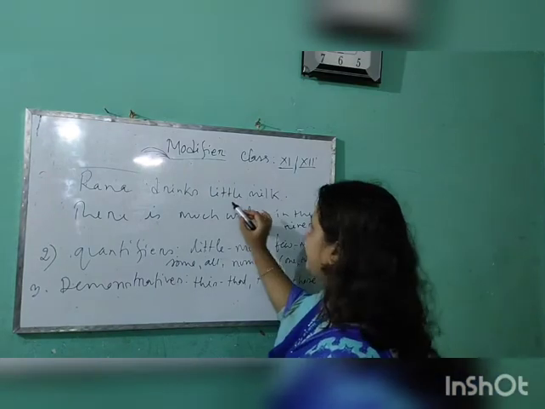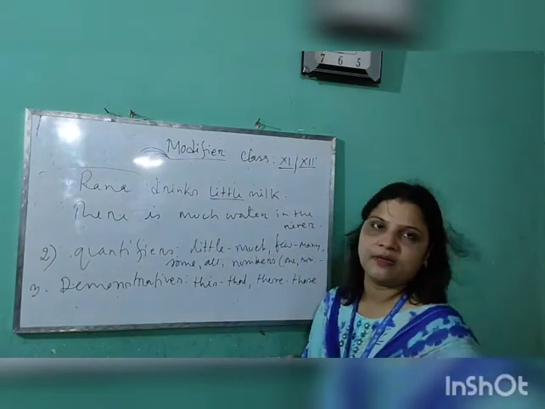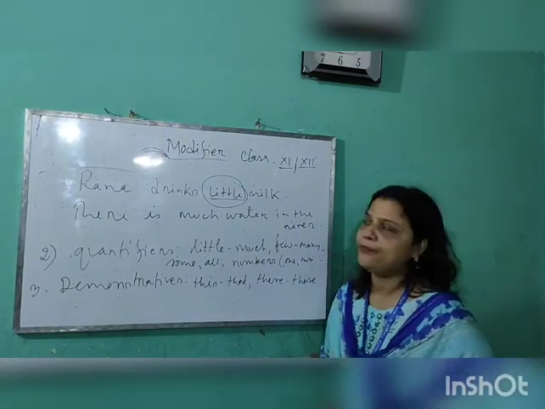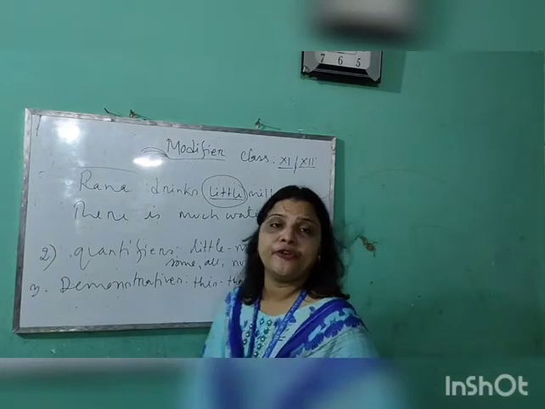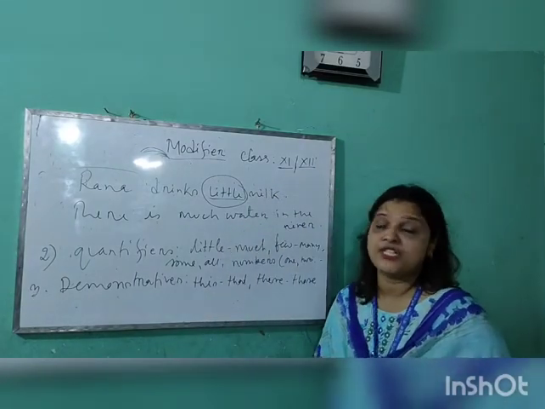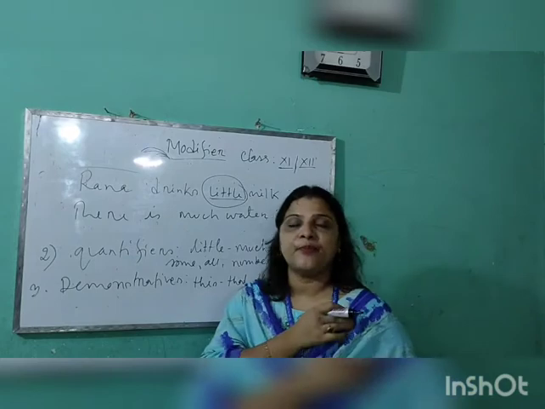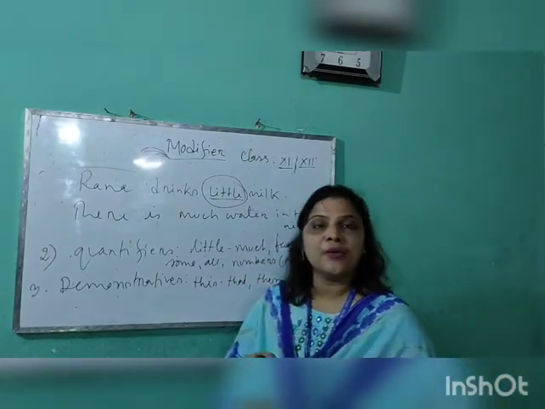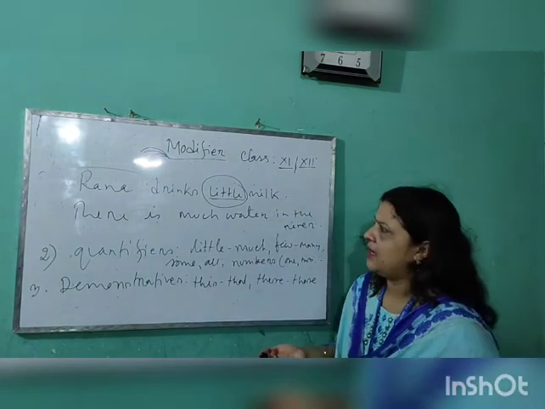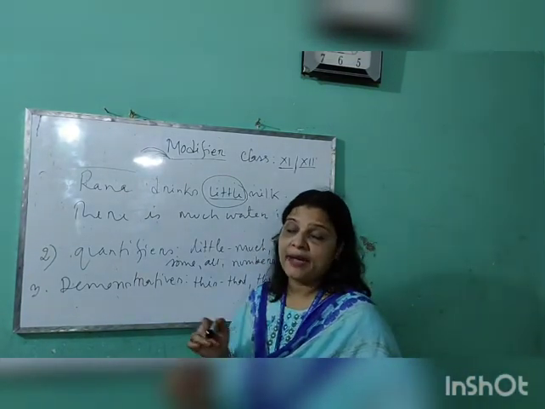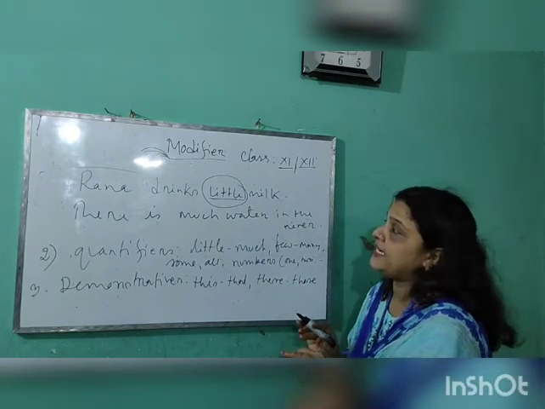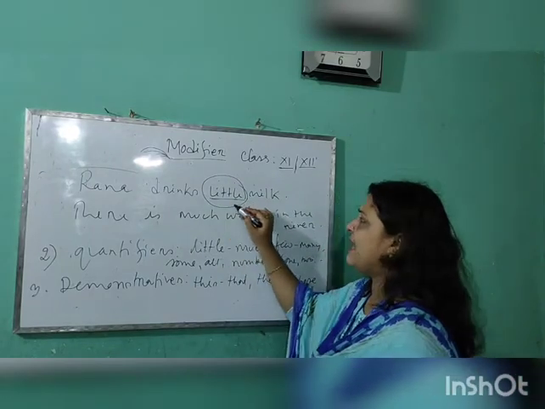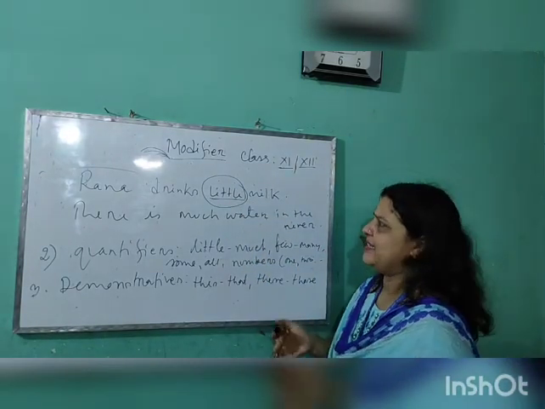Rana drinks little milk. You know how much milk? Little. So this is used as a quantifier. Which kind of quantifier you will use depends on the sentence, on the context. You can't use them whimsically, as you wish. You have to maintain the context. So Rana drinks little milk, much milk, like this, okay?